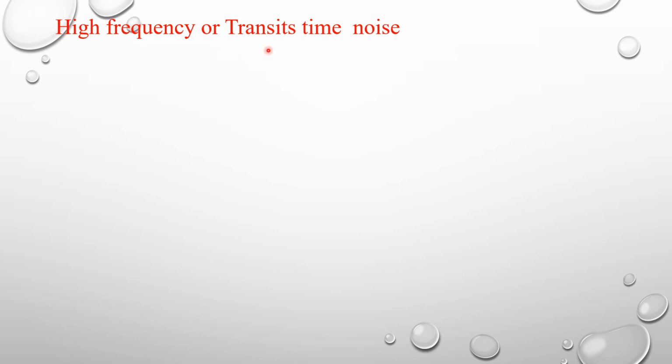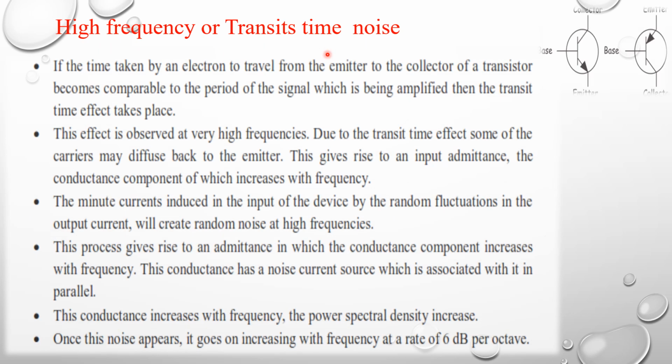High frequency or transit time noise is an internal noise. If the time taken by an electron to travel from the emitter to the collector of a transistor becomes comparable to the period of the signal being amplified, then the transit time effect takes place. This effect is observed at very high frequencies. Due to the transit time effect, some of the carriers may diffuse back to the emitter. This gives rise to an input admittance, the conductance component of which increases with frequency.